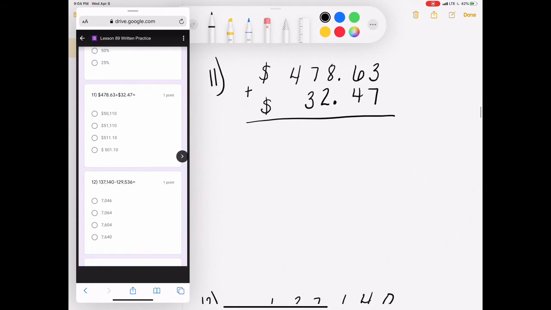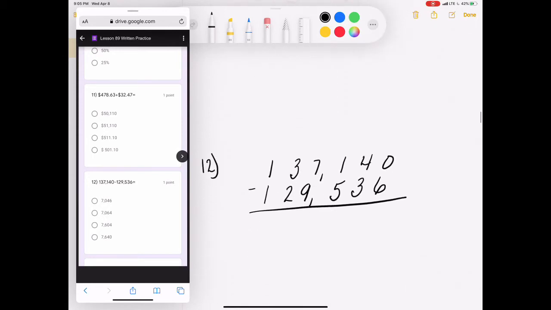11. $478.63 plus $32.47. 7 and 3 is 10. 6 and 4 is 10 plus 1 is 11. Bring down your decimal. 8 and 2 is 10 plus 1 is 11 again. 7 and 3 is 10 plus 1 is 11 again. 4 and 1 is 5. $511.10.